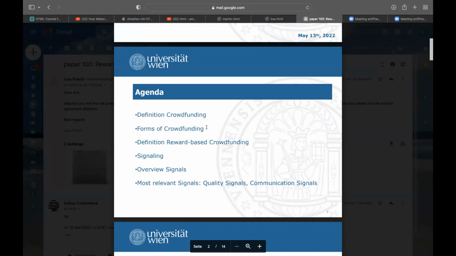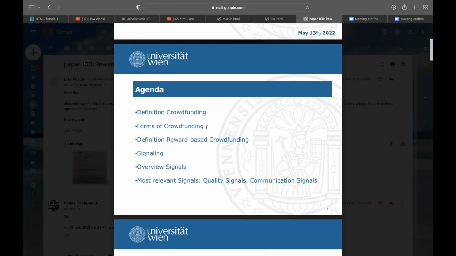The agenda for today starts with the definition of crowdfunding. Then I will talk about the forms of crowdfunding, and then I will focus on the definition of reward-based crowdfunding. Then I will go through what signaling is, the overview of the signals, and, from the research findings, the most relevant signals, which are the quality signals and also the communication signals.